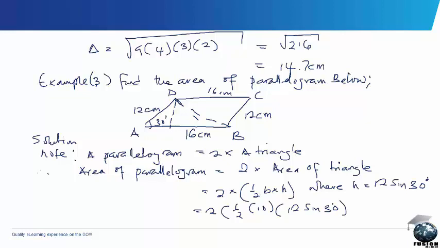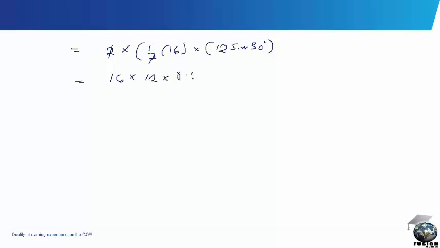Which leads us to what we had previously, 16 times 12 sine 30, and sine 30 we know to be 0.5. The 2 takes care of the half, and then you have 16 times 12 times 0.5, and then you have 16 times 6, which gives you 96 centimeters squared.